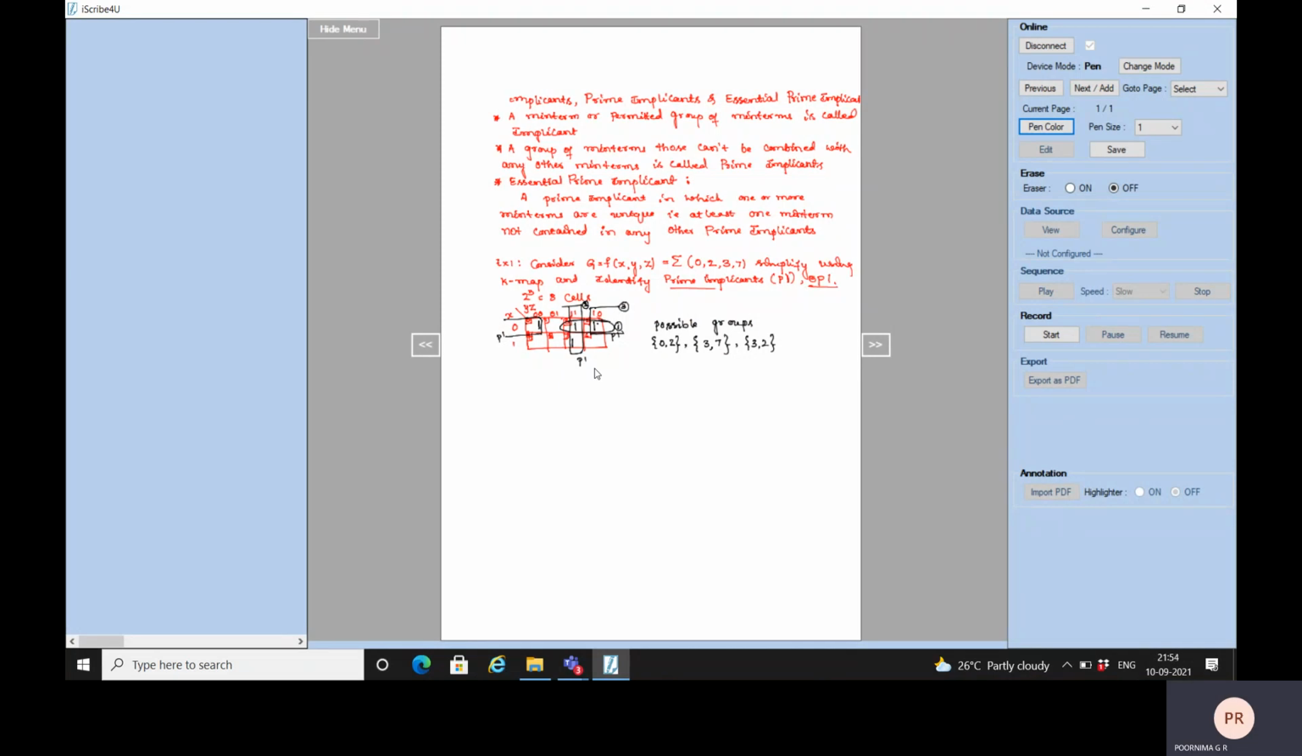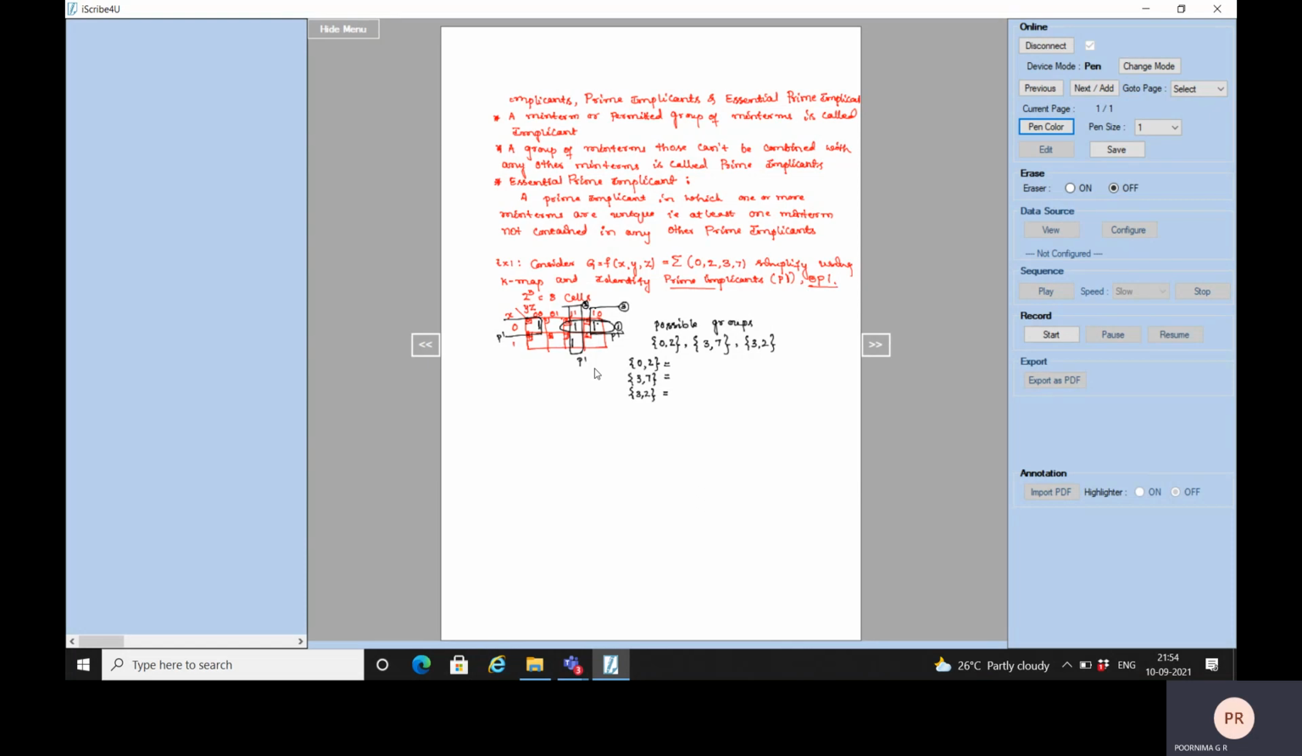As per the definition, an essential prime implicant is one in which one or more minterms are unique, that is, at least one minterm not contained in any other prime implicants. So as per that definition, if we are deriving the essential prime implicants, you can take 0, 2 as one implicant, 3, 7 as another, and 3, 2 as another. These are prime implicants, from which we have to identify which is the essential prime implicant.